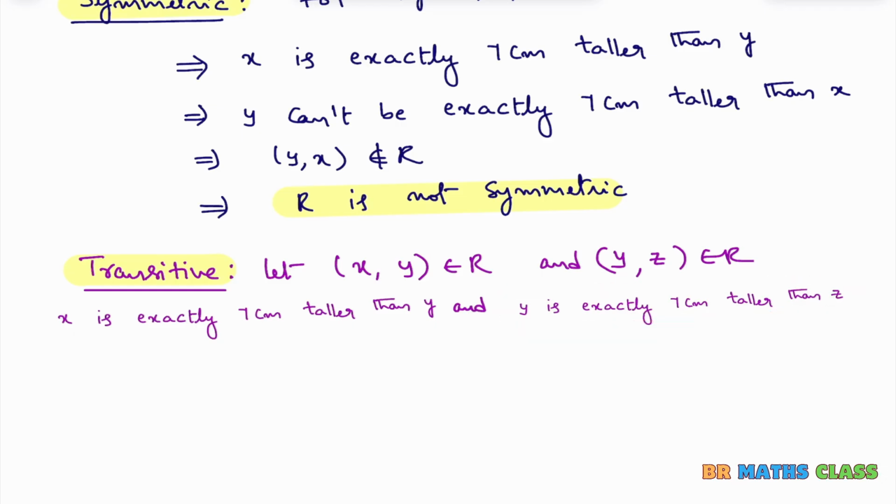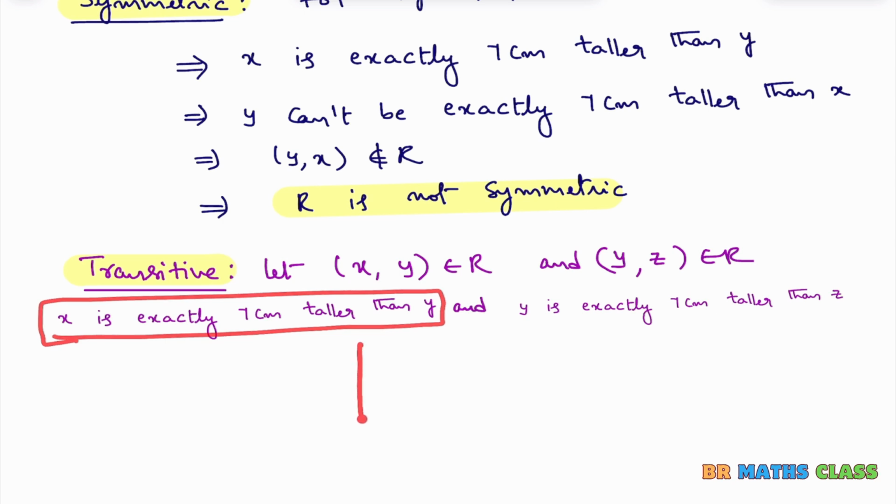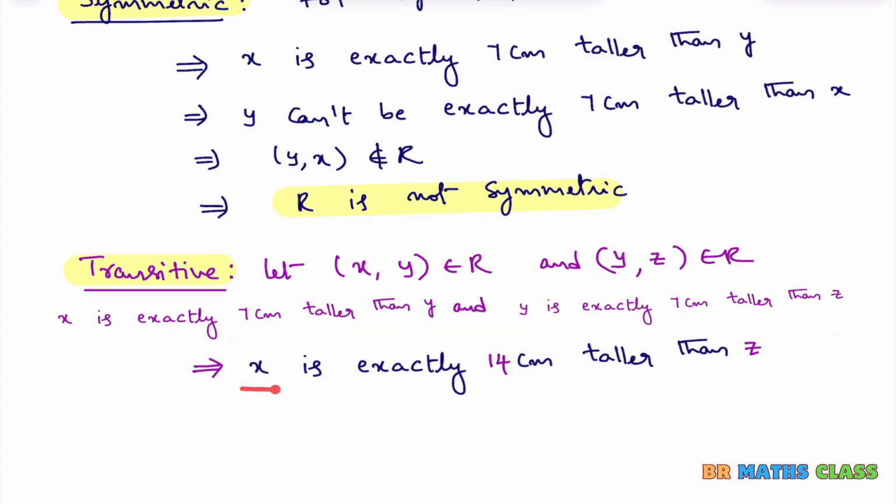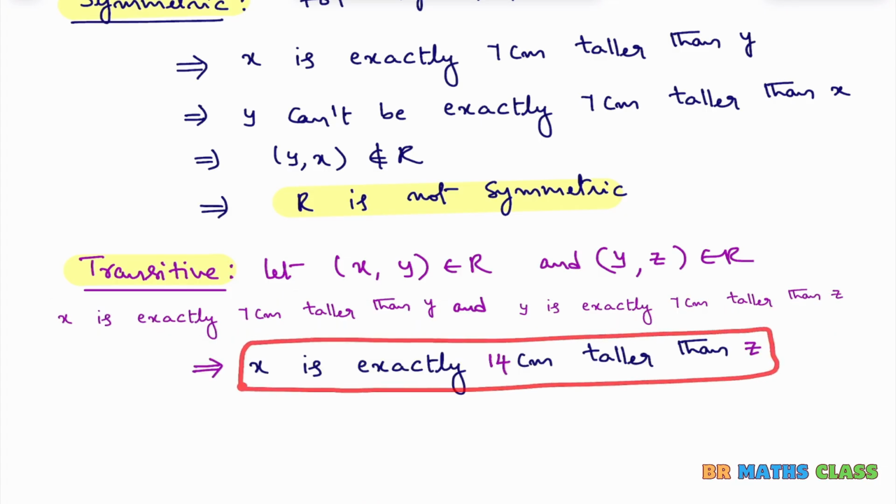Here you need to observe a few things. First, x is exactly 7 centimeters taller than y, and y is exactly 7 centimeters taller than z. What relation will you say about x and z? X is exactly 14 centimeters taller than z. Please try to understand: this difference is 7, and this difference is 7. 7 plus 7 is 14. X is exactly 14 centimeters taller than z.